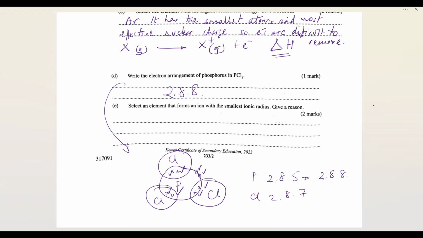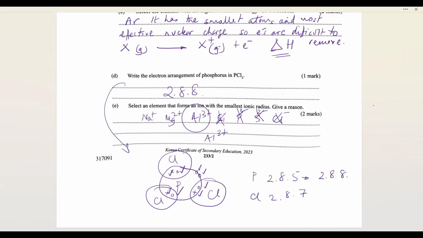The element which forms an ion with the smallest ionic radius: well, the ions will be Na plus, Mg2 plus, Al3 plus. Carbon doesn't really form one. Oops, sorry, silicon. Then phosphorus will be 3 minus, sulfur 2 minus, chlorine 1 minus. Now it can't be any of these because they are bigger than the atom. This is the size of the atom. And these three here, this will be the smallest. So Al3 plus is the answer.